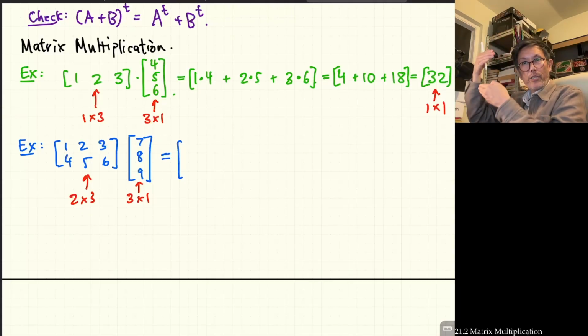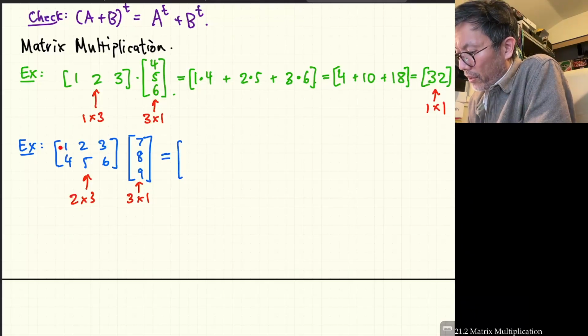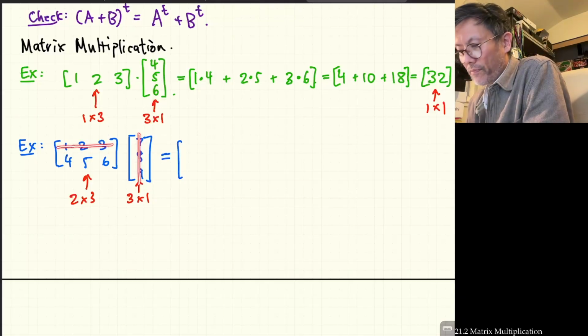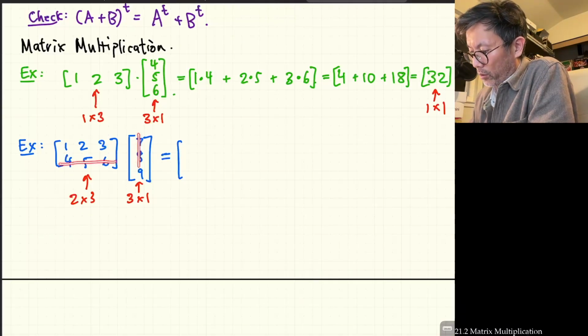It's going to be an example of a column vector. It's going to have 2 entries. And these two entries are going to be obtained by interleaving the first row with this column. That's going to be the first entry. And then interleaving the second row with this column.